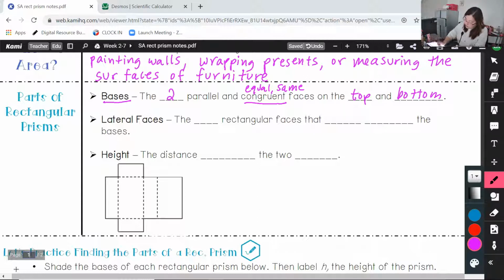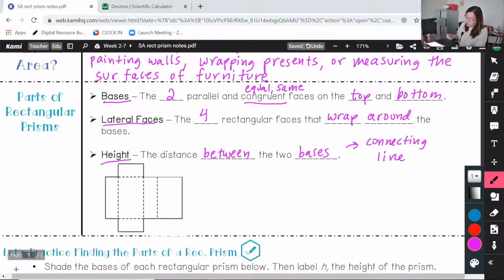The lateral faces, it's the next part, those are the 4 rectangular faces that wrap around the bases. And you'll see here in a little bit what I mean by that. Okay, if you don't fully understand, you'll see here in a little bit. The last one is the height. Okay, this is just like in volume. The height is the distance between the 2 bases. It's also a connecting line between those 2 bases, and you'll see what I mean here in a second.